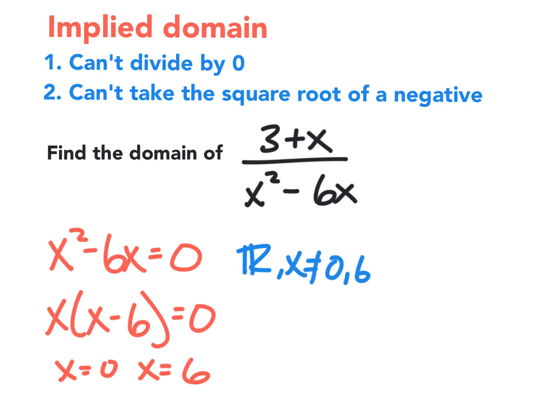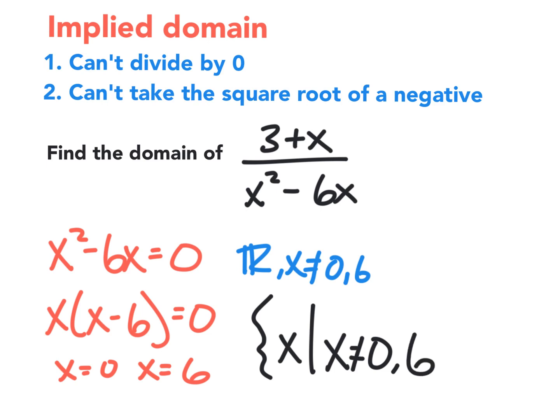Well, let's go back to our set builder notation and do this properly. It's the set of all of the x's such that x cannot be equal to 0 or 6, and x is contained in the reals because it's all of the other numbers. These two things say the same thing, but this is a more proper way of writing it.